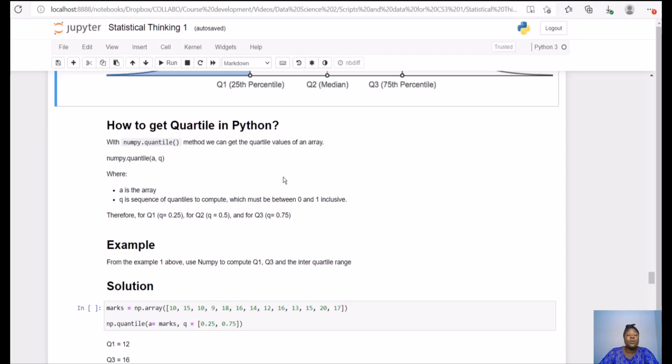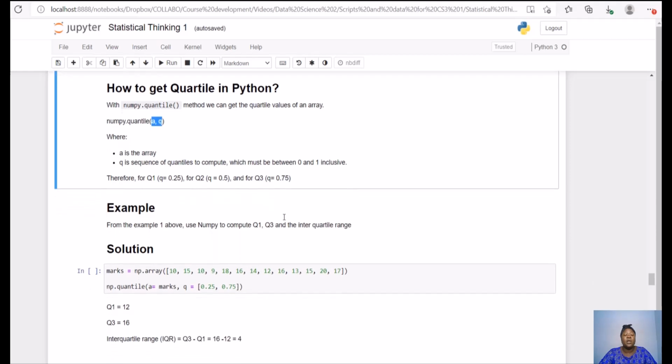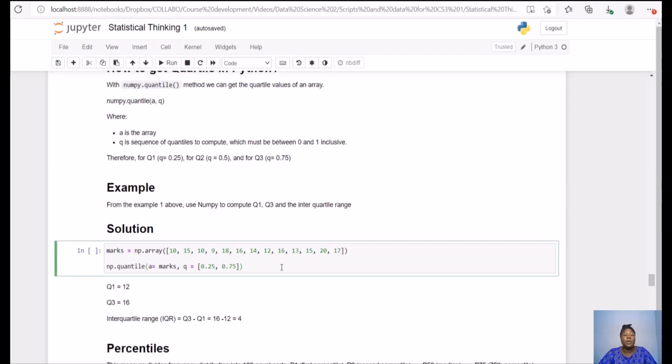So how do we now calculate this using our Python? We are going to do that with the help of the quartile package. We will import it, where we represent A as the array and Q as the sequence of quartiles to compute. So the sequence could be 0.25 for the 25%, 0.5 for 50%, 0.75 for the 75%. So let us do that for the problem above.